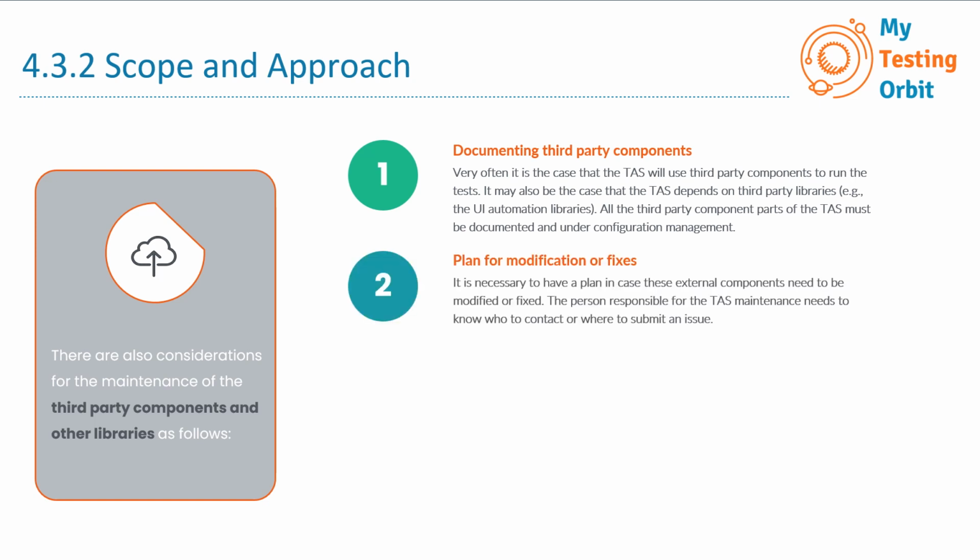Number two, plan for modification or fixes. It is necessary to have a plan in case these external components need to be modified or fixed. The person responsible for the TAS maintenance needs to know who to contact or where to submit an issue. So sometimes books get damaged or they need updates. So you should have a plan for that. You know who to contact, maybe a skilled librarian or a repair service.